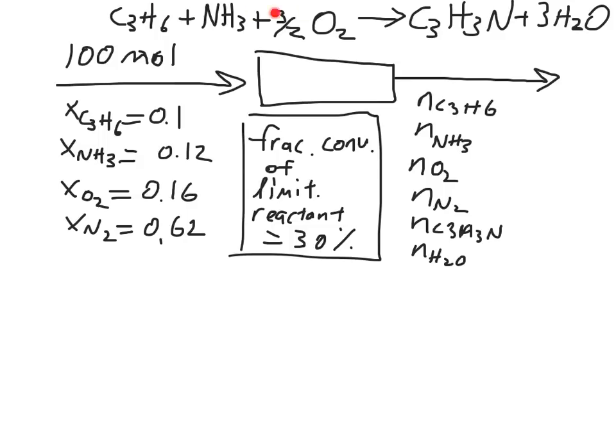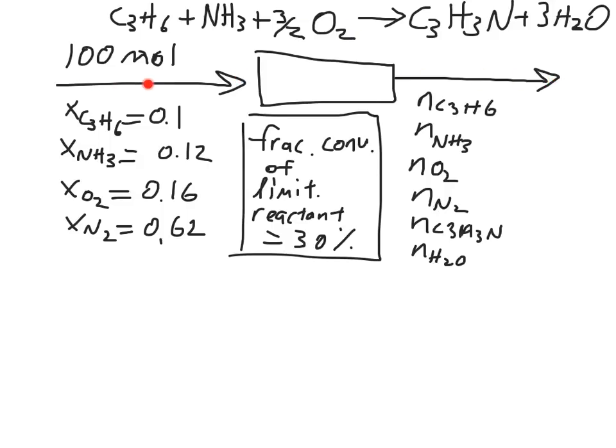We've got this reaction right up here at the top. This is a complex reaction with 3 reactants and 2 products: C3H6 plus NH3 plus 3/2 O2 goes to C3H3N plus 3H2O. So again, reactants, products, and we have this reactor where a feed comes in, reacts according to this equation, and then we have an outlet.